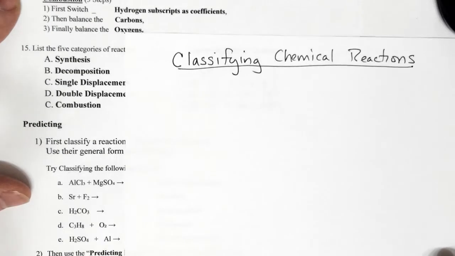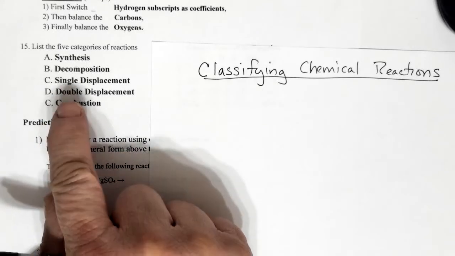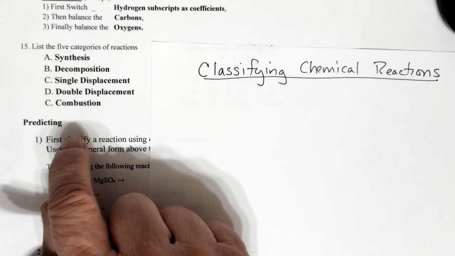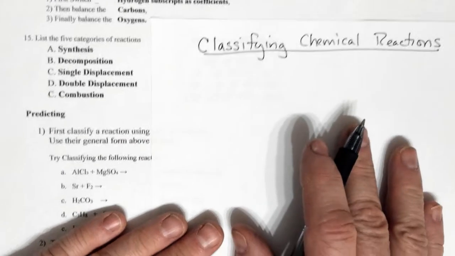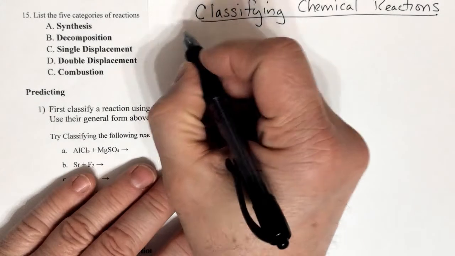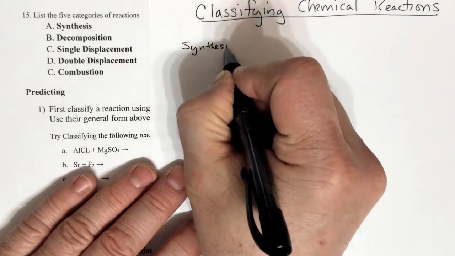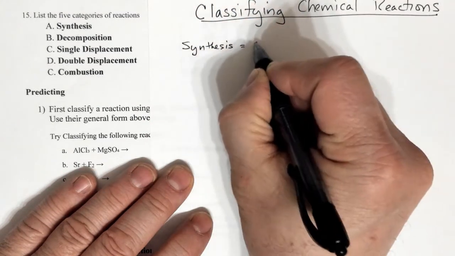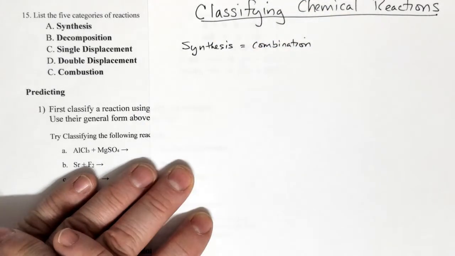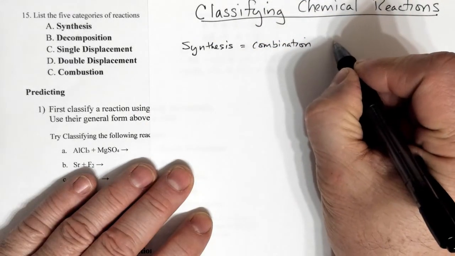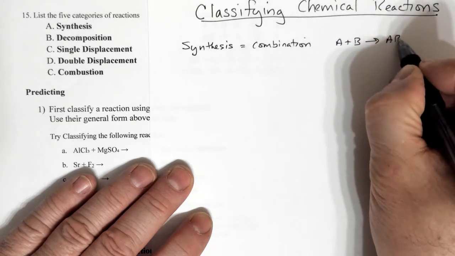Our 5 categories are called synthesis, decomposition, single displacement, double displacement, and combustion. They're not very hard to understand. Synthesis is simply another idea of combining things together. When you synthesize something, you combine, which is why sometimes it's called combination reactions. All you're really doing is taking multiple materials and combining them together into a larger material.